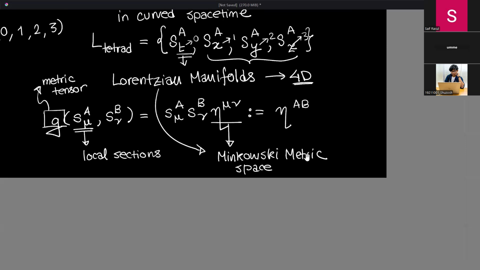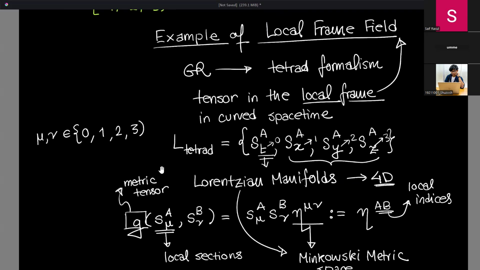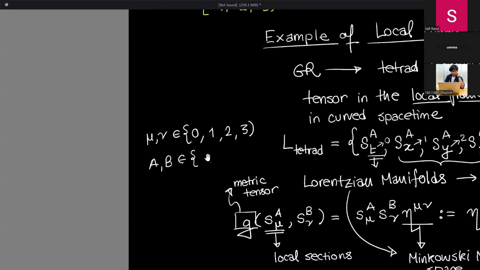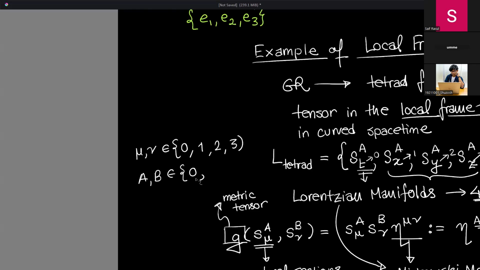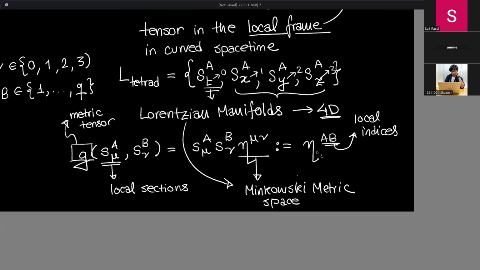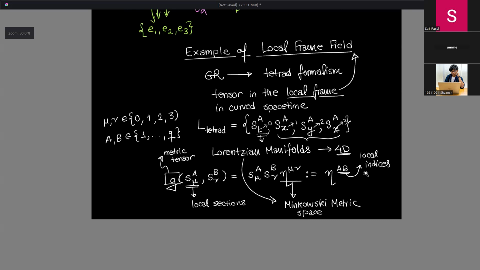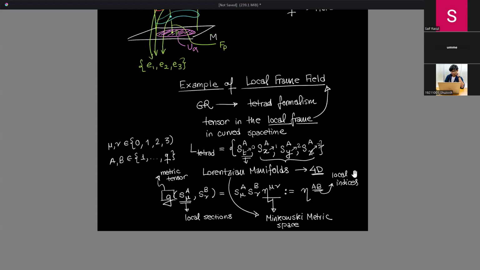And A and B are called local indices. They both run from, I guess you could say 0 dot dot dot, or we could start from 1 actually, it doesn't matter, dot dot dot q, because they index into the vector space of the vector bundle. So there you go. This is one of the places where we use local frame fields.